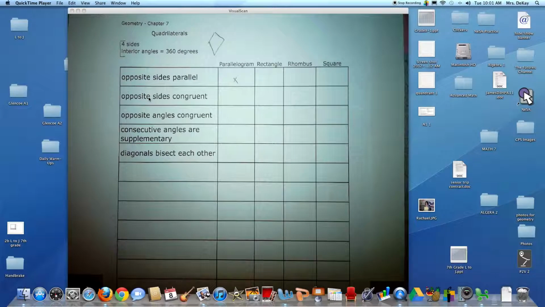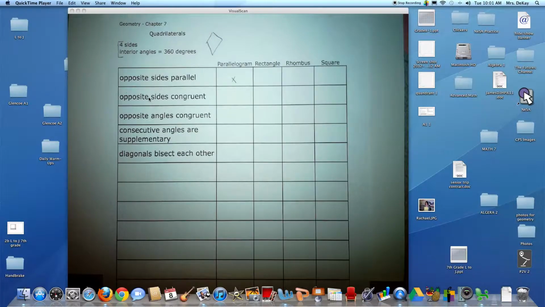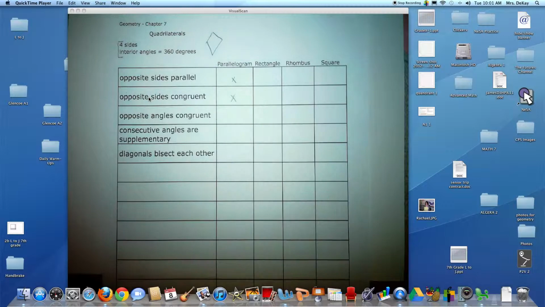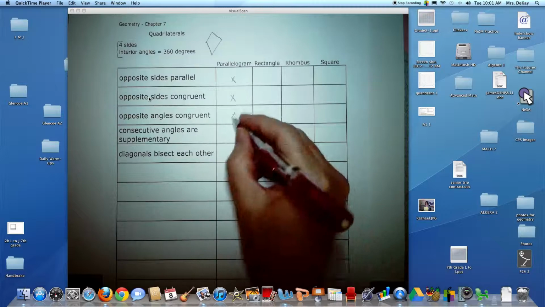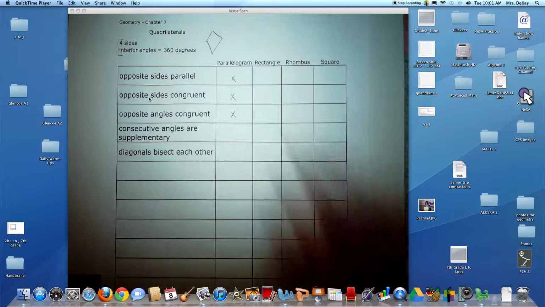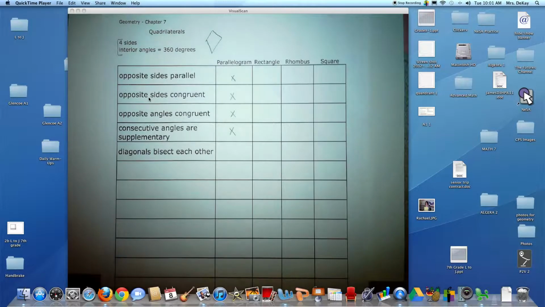Are the opposite sides congruent in a parallelogram? Yes, they are. Are the opposite angles congruent in a parallelogram? Yes, they are. Are the consecutive angles supplementary? The angles right next to each other, do they equal 180? Yes, they do. Do the diagonals bisect each other? Yes, they do.